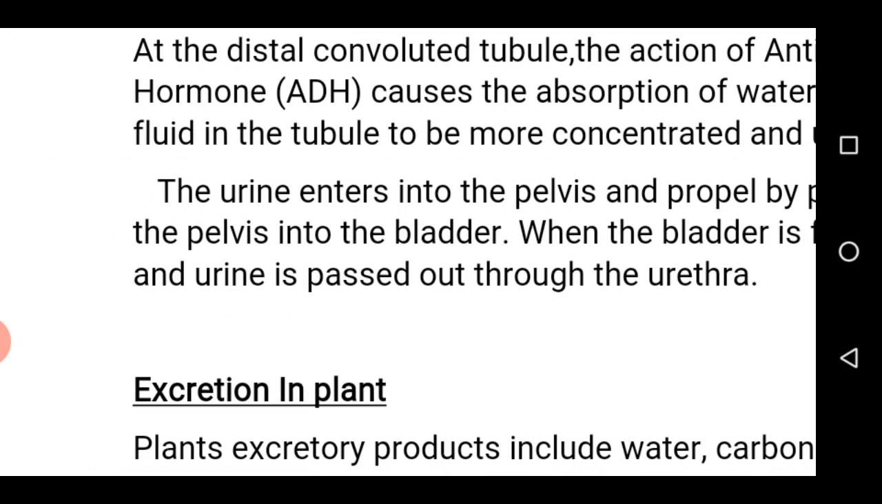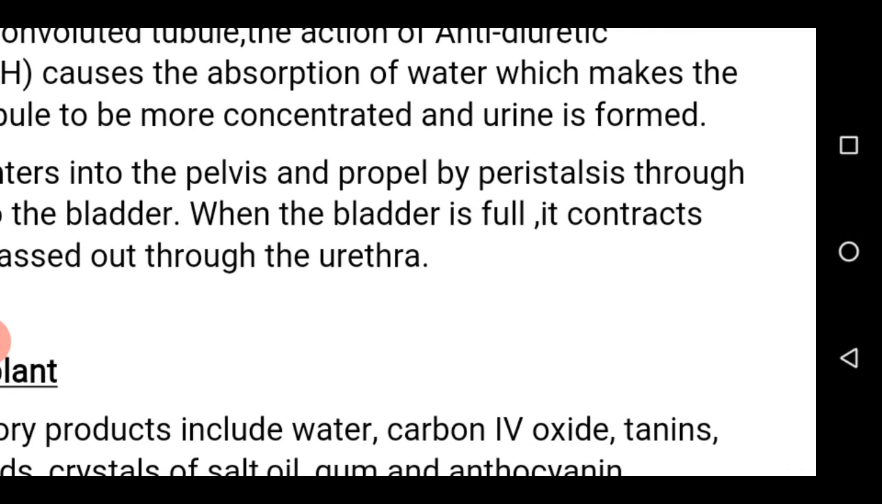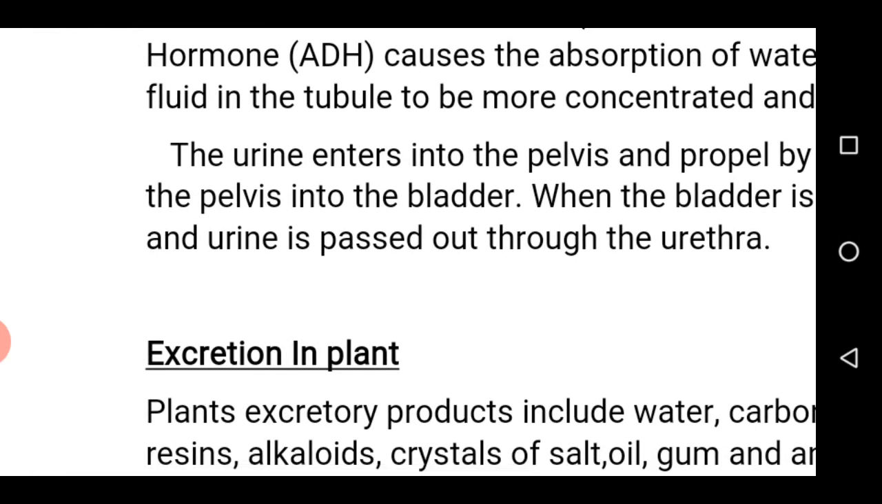So the material is dropped in the pelvis, and it is propelled through peristalsis, a wave-like movement. It rolls, it waves down through the ureter into the bladder. Don't forget the ureter connects the kidney to the bladder. So the movement of the urine inside the ureter is described as peristalsis, because it is a wave-like movement down into the bladder.